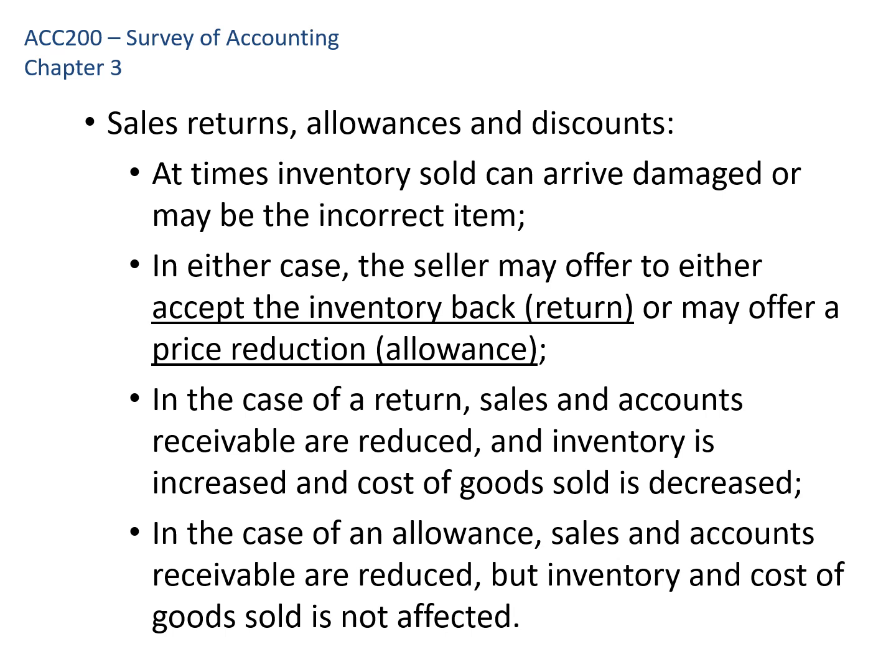So if it's a return, we're going to reduce the sale and reduce accounts receivable, and then we're going to record that inventory is coming back and cost of goods sold is being decreased because we received inventory back that we can put on the shelf and sell to somebody else. If we give the customer an allowance and tell them to please keep the goods, then we just reduce sales and accounts receivable, but we don't adjust inventory or the cost.